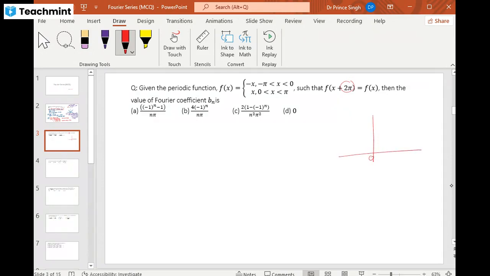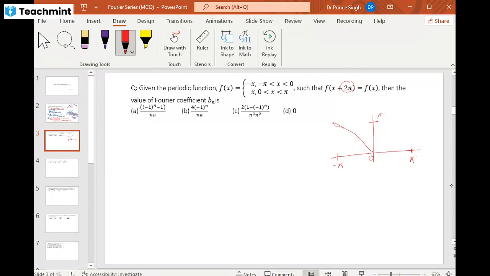So this is the origin. This side I'm considering minus pi to 0 and this is 0 to pi. So what is the function here? f of x is equal to minus x. So minus x means when x is equal to minus pi, then the value of f of x is pi, right? So the value of y is positive. Somewhere here its value is pi. So as I start increasing the value of x, the value of the function starts decreasing. So the graph of the function is like this, and it is not defined at the point x equal to 0.